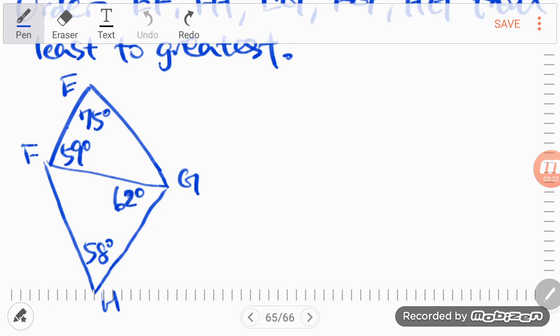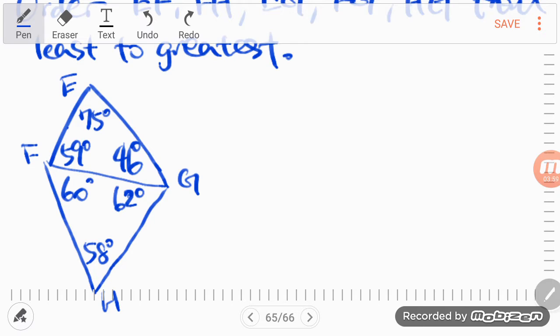So I'm going to pause the video, and when I come back, I'm going to find these 2 angles, okay? So I will be right back. Okay, so angle EGF is 46 degrees. All I did was 180 minus 75 minus 59, and that gives me 46. And 180 minus 58 minus 62 will give me 60 degrees.